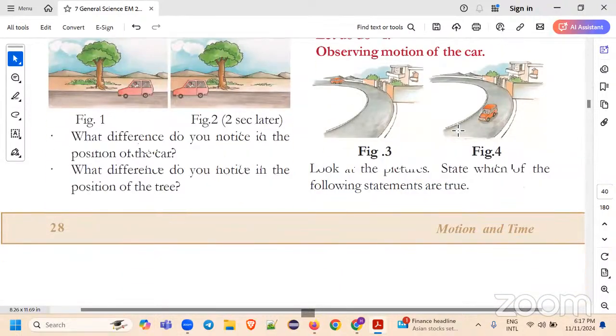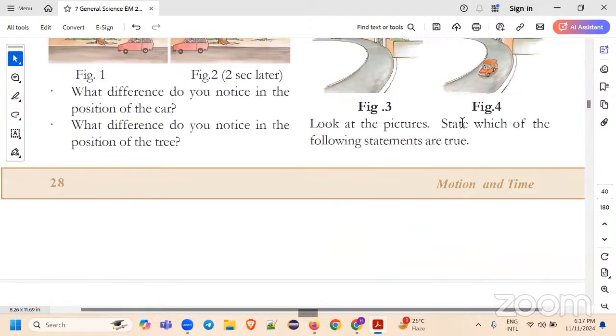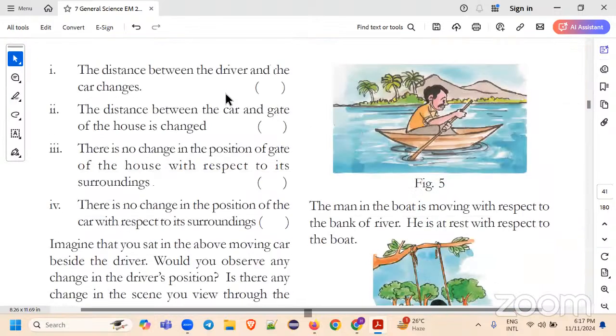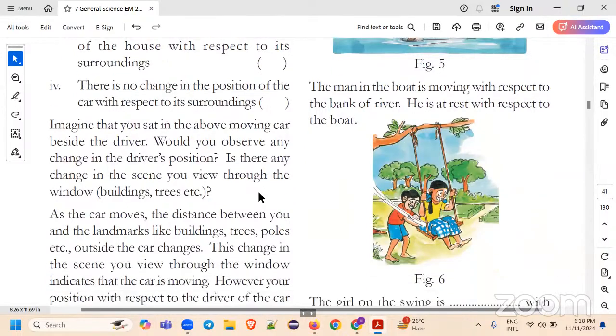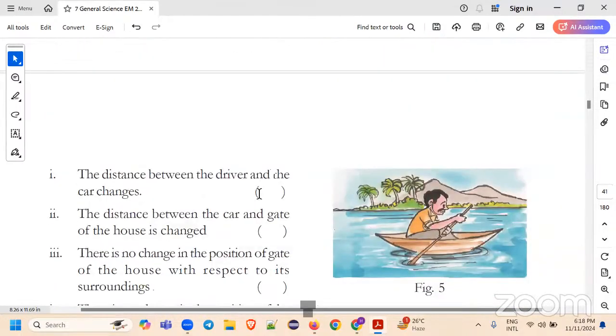So here an activity is given, the same thing we are discussing. Look at the picture, state which of the following statements is true. Look at the statement given here. The distance between the driver and the car changes. Is it true? The distance between the car and the gate of the house, of course, when the car is in motion. There is no change in the position of the gate of the house with respect to its surroundings. So all these are examples, but these are relative words.